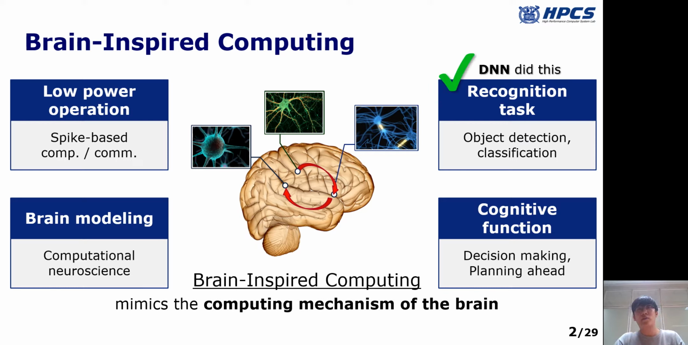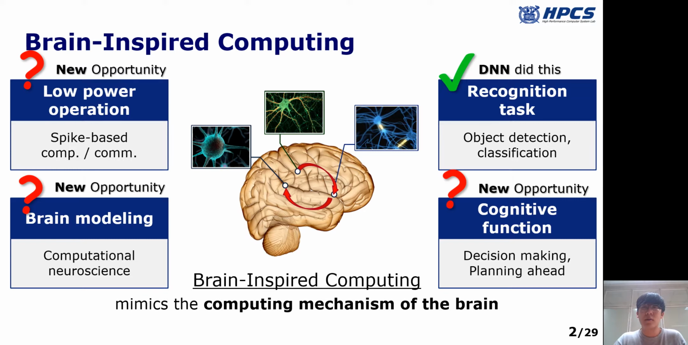First, it can be applied to recognition tasks such as object detection and classification as in conventional deep neural networks. Aside from the recognition task, it opens a broader range of applications and benefits. For example, it can benefit from extremely low power operation using spikes. Also, by modeling the brain, it can lead to a better understanding of the brain. Lastly, it can be applied to model cognitive function. The potential efficiencies and broader computing capabilities make brain-inspired computing a powerful emerging computing method.